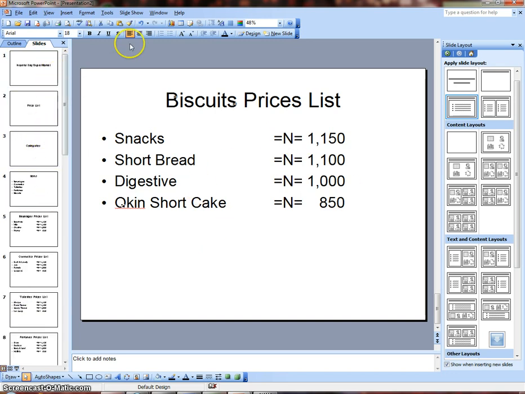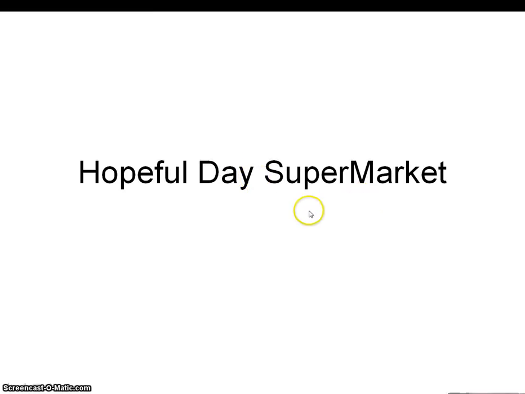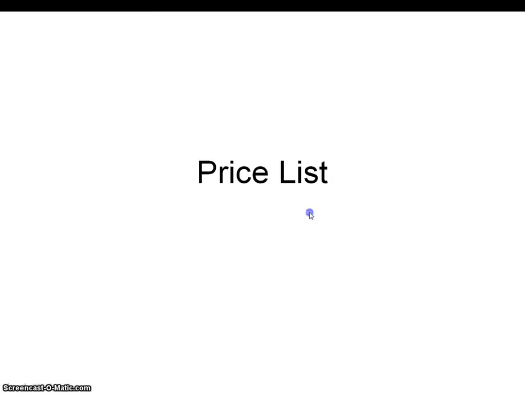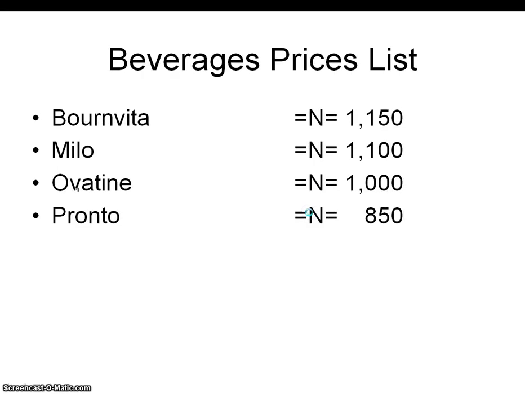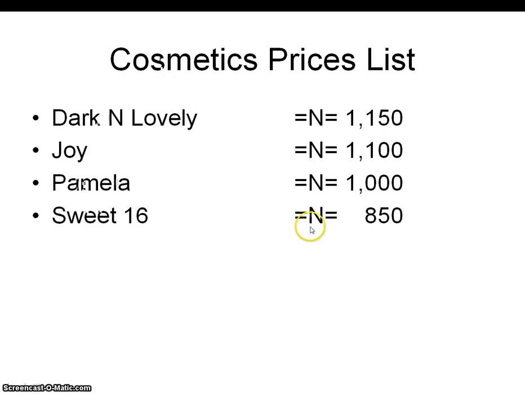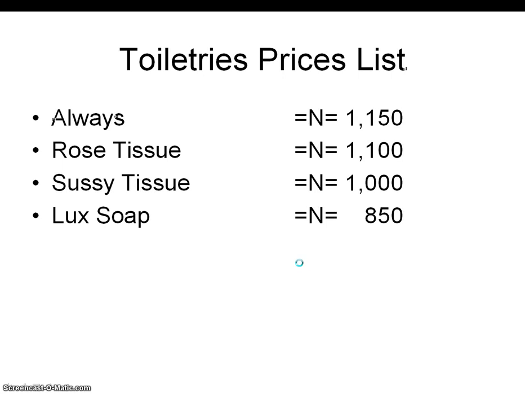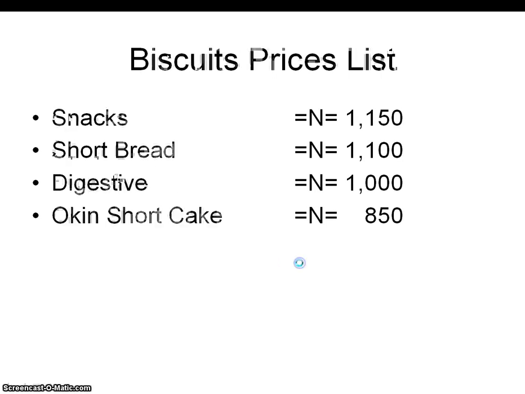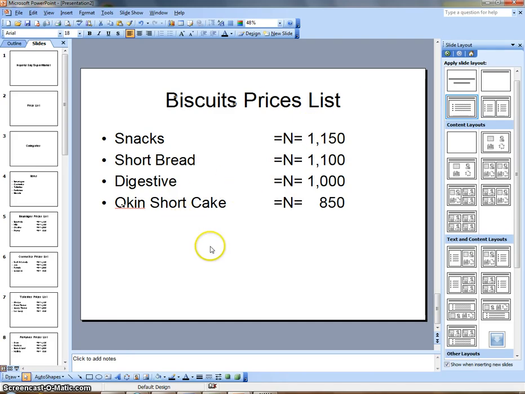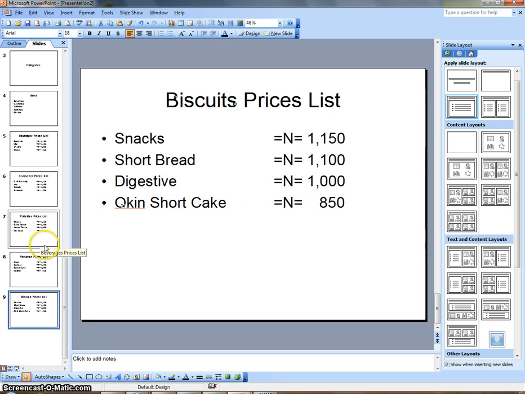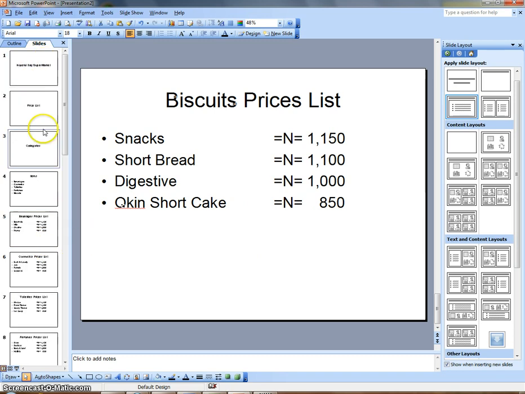Now if we go to slideshow to see everything we have, you're going to see we have this page, this page, and lastly, this is the page we have. Once I click, you can see end of slideshow. Click to exit. So that is how to create different slides in your PowerPoint.